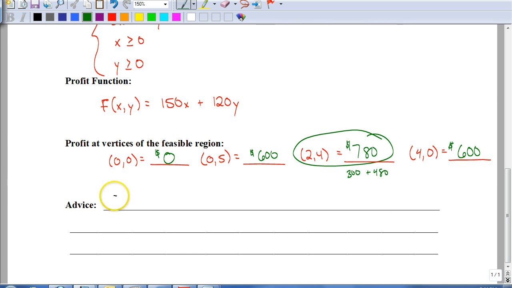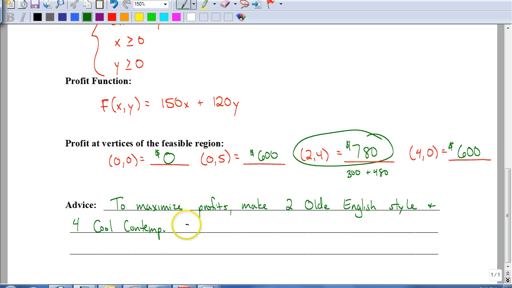So our advice would be to maximize profits, they should make 2 of the Old English style and 4 Cool Contemporary style, for a profit of $780.